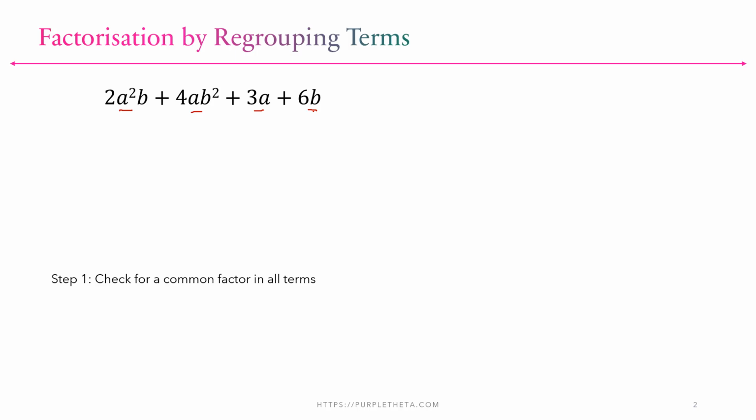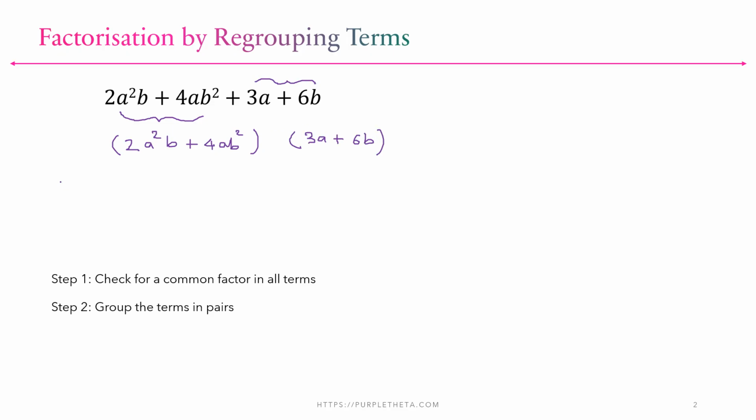We will move to regrouping, that is our step number 2. We can group the terms like this. We can keep 2a square b and 4ab square in one group. I will write it down here. And 3a plus 6b in another group, these two terms, right? Okay, we group in this way because in each pair we can already see some common factors, right? Now we move to step number 3, that is to factorize each group.